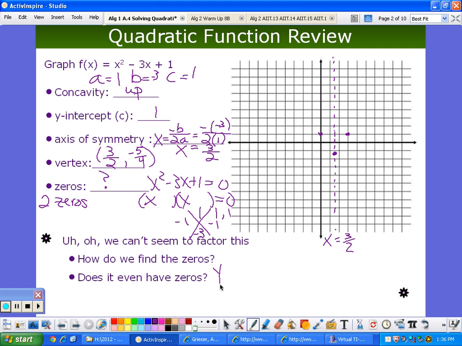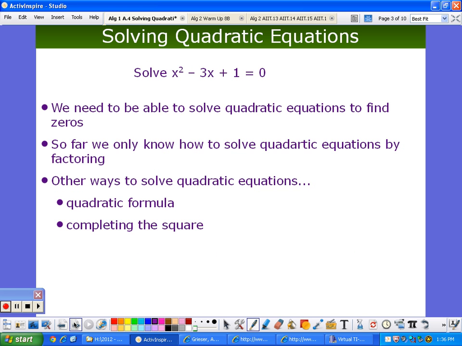It sure does. We can see that there are going to be 2 zeros just by looking at the graph. So I wish there was another way to solve this particular equation. Guess what? There are 2 more ways. We're going to look at 2 other ways. Today we're just going to look at this first way, and this will leave for fun for another day.